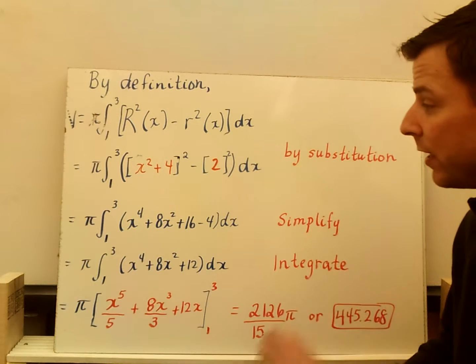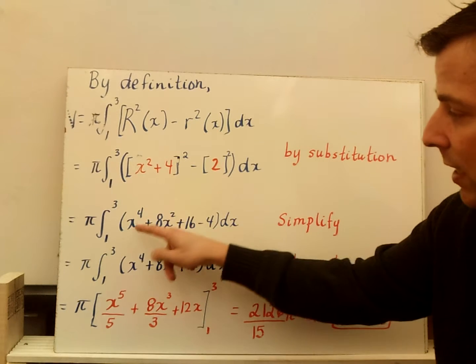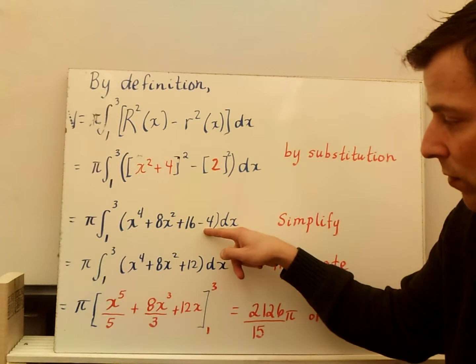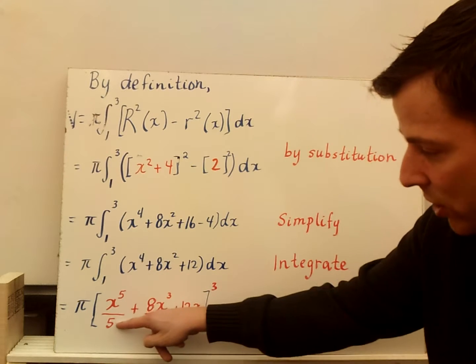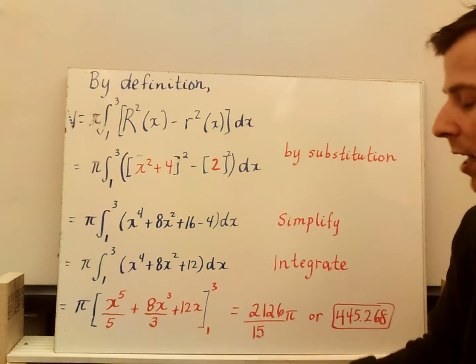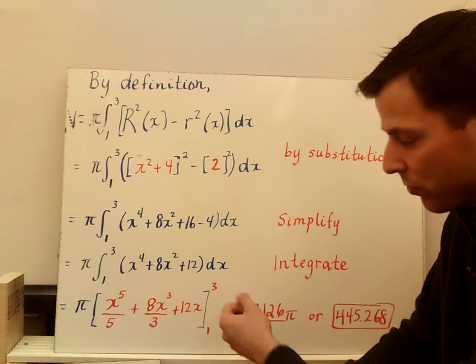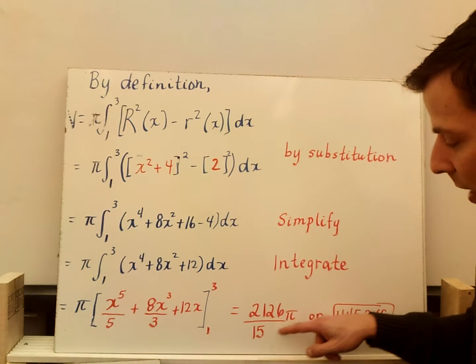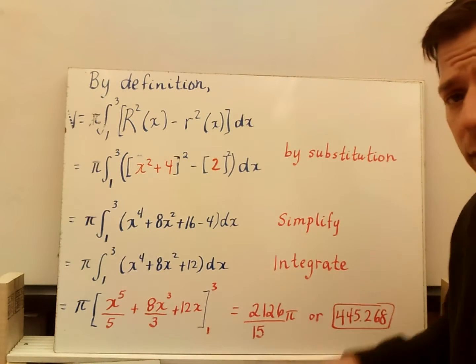Now I simplify. So I have pi times the integral from 1 to 3. I've multiplied this out, and I got x to the 4th plus 8x squared plus 16, minus 2 squared, which is 4. So I'm left with this integral from 1 to 3 times pi right here. I go ahead and integrate that, and I get pi times this function here. Now I have to plug in 3, and then subtract off what I get when I plug in 1. When I do that, I get 2,126 pi over 15. If you put that in decimal form, it's about 445.268. So that's our first example.